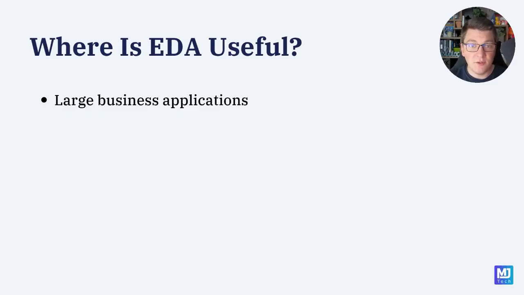Event-driven architecture is very useful when you are building large business applications or complex enterprise systems because it allows you to build a very loosely coupled architecture and also a reactive type of architecture where your system reacts to the events that are being published instead of being told what to do.